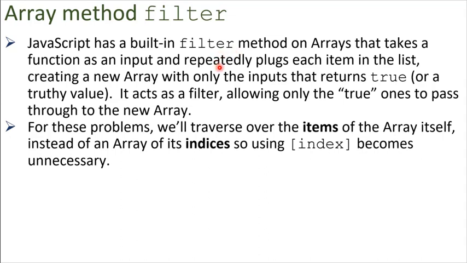One thing I should mention is it's not changing the existing array. It's producing a new array, like this, a new filtered array that only contains the elements for which the function returned true, right? And one thing I'll mention here is that we're going to be traversing the items of the array itself, not the positions or indices of the items. So we're not going to be using this square brace of index, as we'll see in this example that I give.